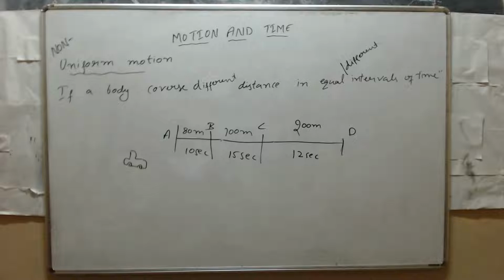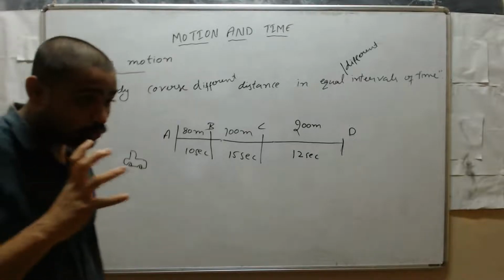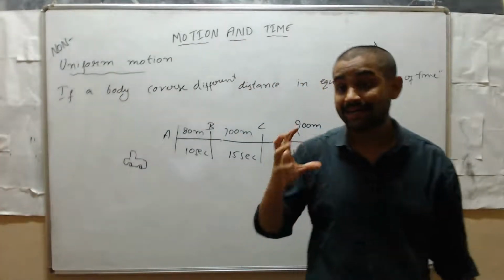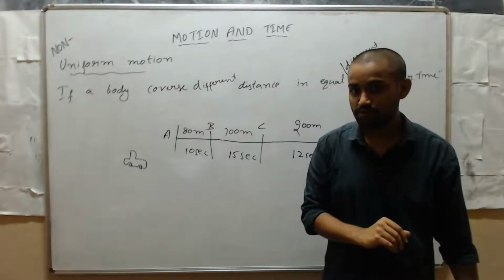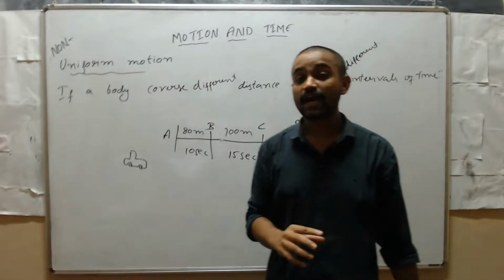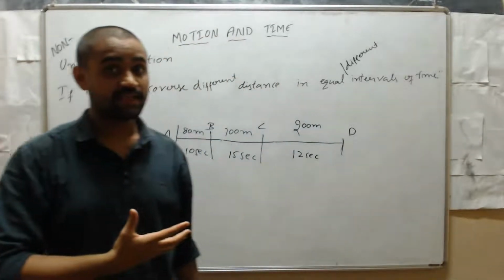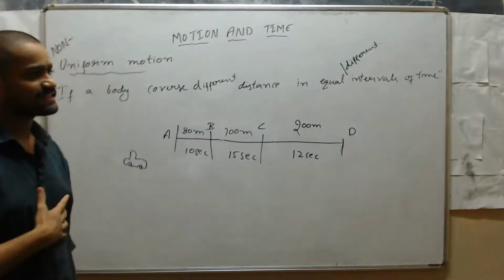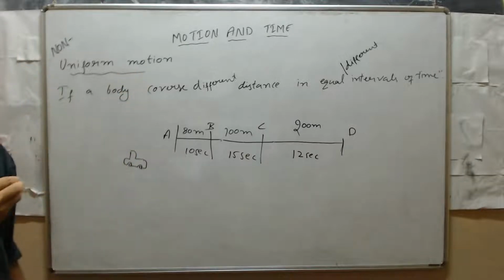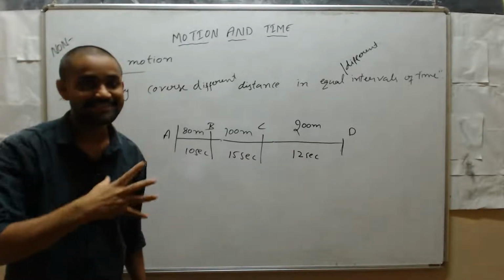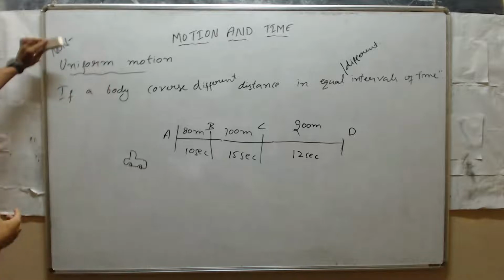Now move to the important topic, that is how to plot a graph of uniform motion and non-uniform motion. You have studied graphs in mathematics. I will just give the introduction and show how to plot uniform and non-uniform motion on a graph. Okay, let's see.